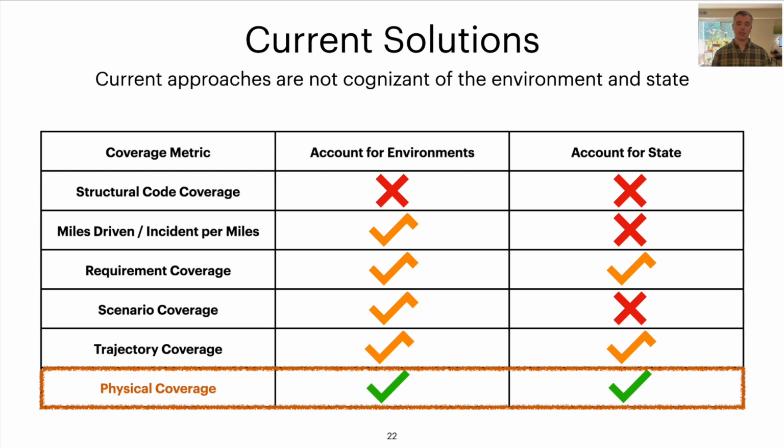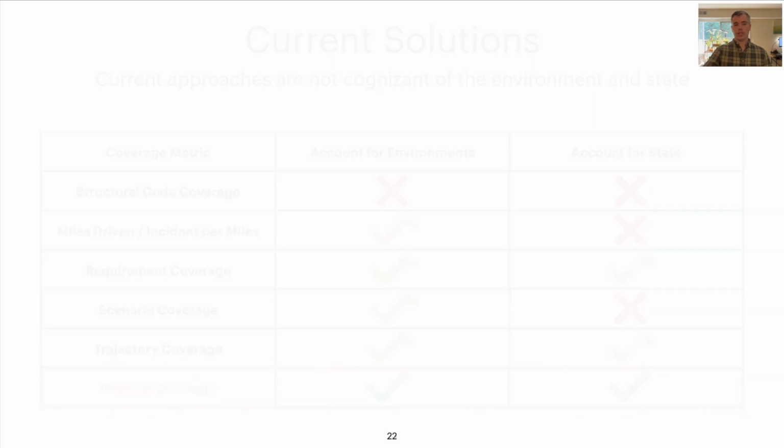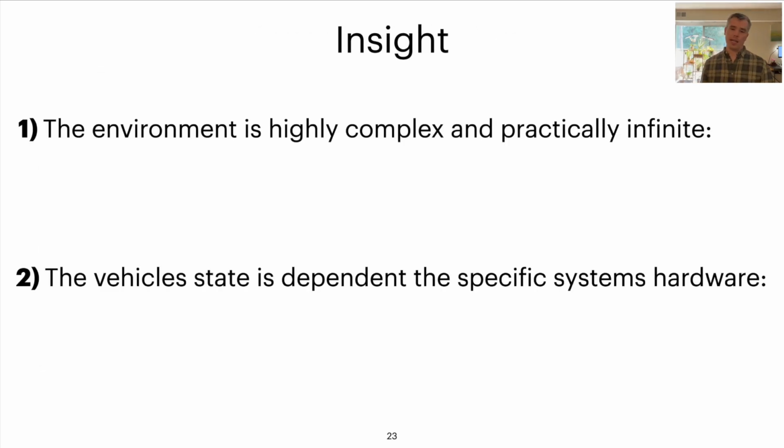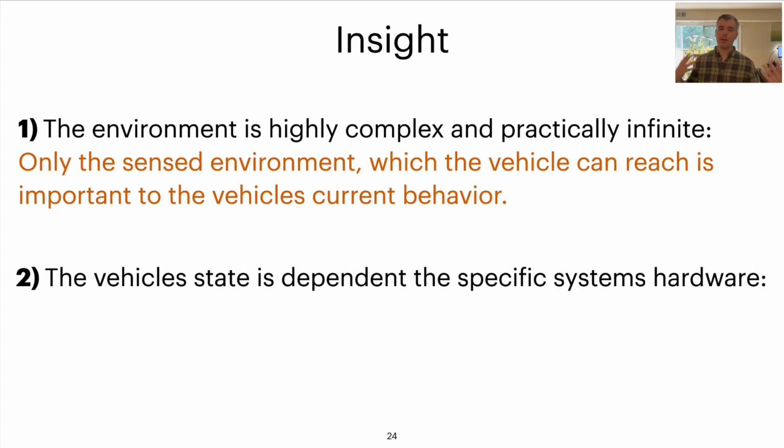We want to introduce physical coverage, which directly includes the environment and the state in the metric. Well, how did we do that? We know that the environment is highly complex and practically infinite, and we know that the vehicle state is highly dependent on the specific hardware. To solve the first problem, we said, okay, this environment is practically infinite, but only a portion of the environment is important. First, only what we can sense is important. If your vehicle can't sense something, it can't affect its behavior. Next, we only need to consider a portion of the environment which your vehicle can reach.